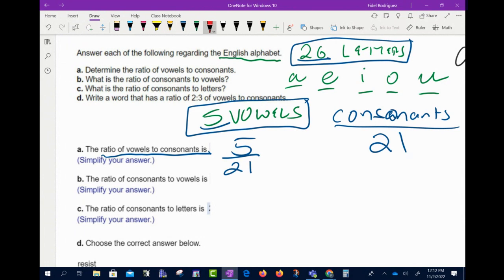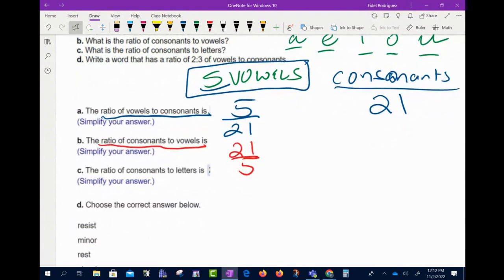Now, if I look at part B, write the ratio of consonants to vowels. Okay, I'm just going to do it the other way. 21 over 5, okay? All right, part C says write the ratio of consonants to letters. So look, we have 21 consonants, but we have a total of 26 letters, right?